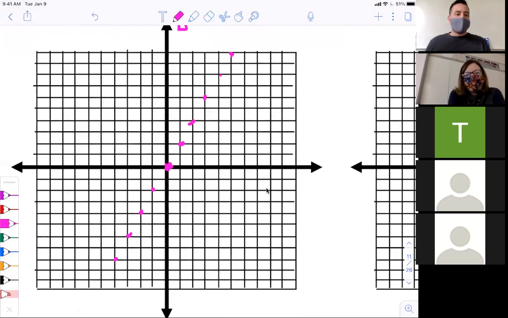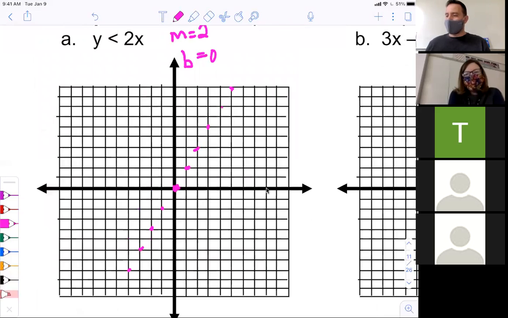Now, Bill, is this going to be a solid line we're going to draw or a dotted line? Dotted. Yeah, it's dotted because there's not an equal sign underneath the inequality. So then you're going to draw a dotted line through.